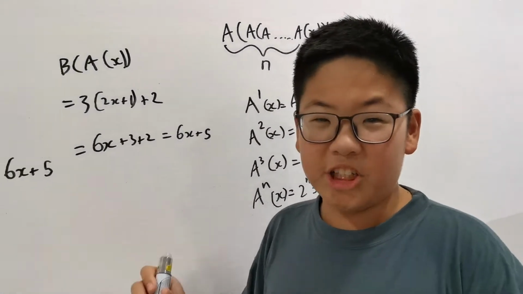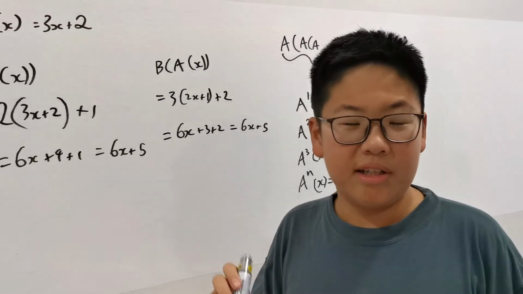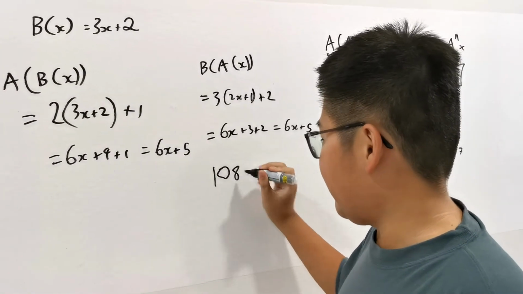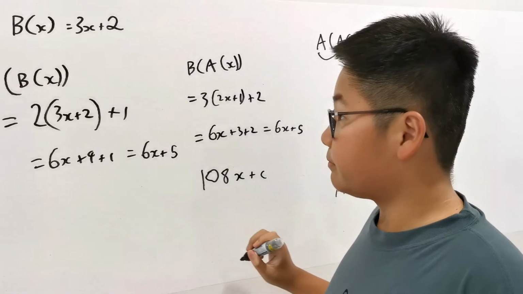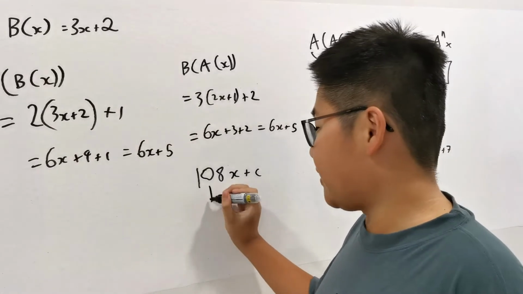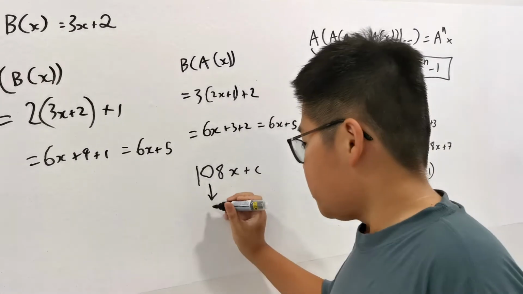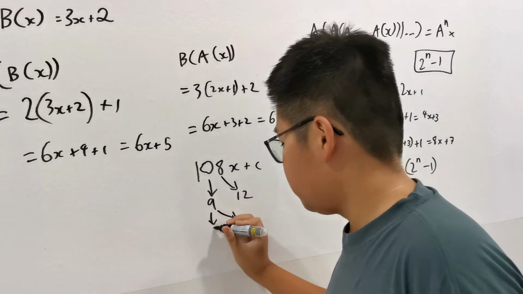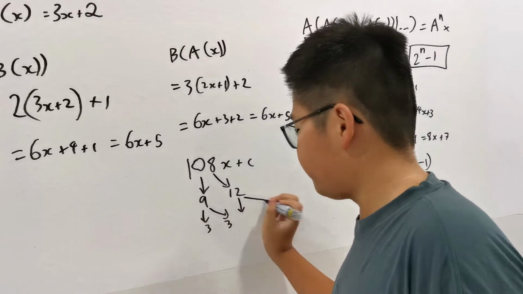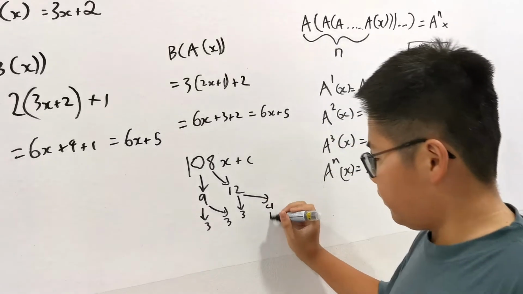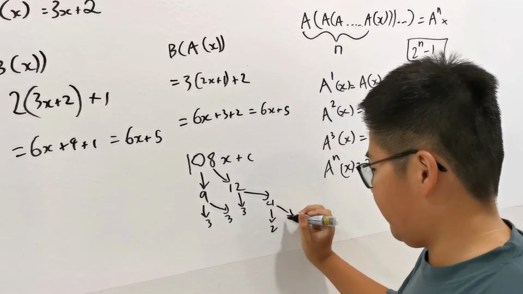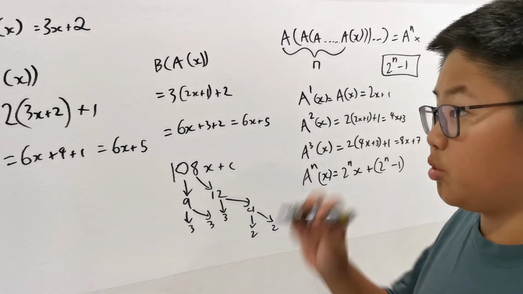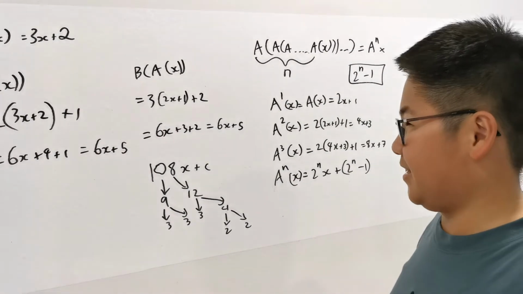Now, the question asks us to put a sequence of a's and b's together to create 108x plus c. How are we going to do that? Let's factorize 108. You might know 108 is 9 times 12. 9 is 3 times 3. 12 is 3 times 4. And 4 is 2 times 2. This is what is called prime factorization. So you need 2 a's and 3 b's.